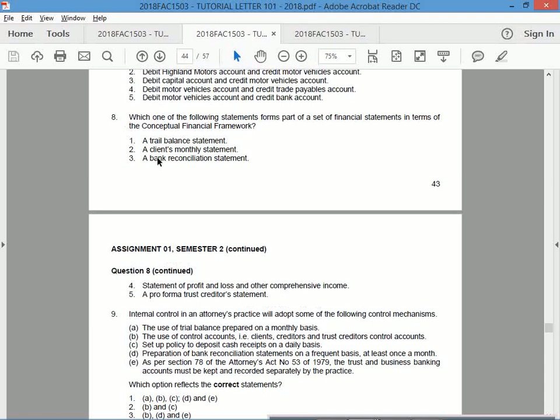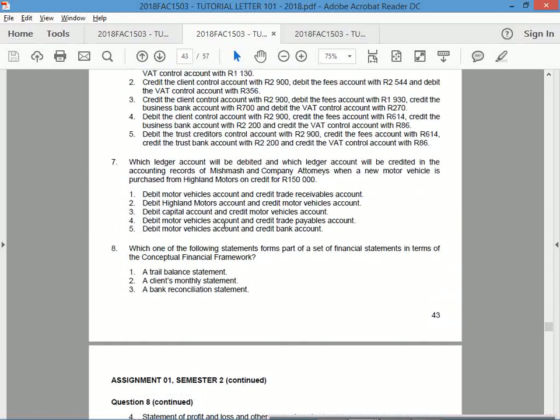There's quite a bit of theory here. I see they talk about the conceptual framework. Something like this is a transaction, which is what we're doing together now. We're interpreting it. What do we debit, what do we credit, and why? So after today, you can go home and do question 1 to 7 as practice.